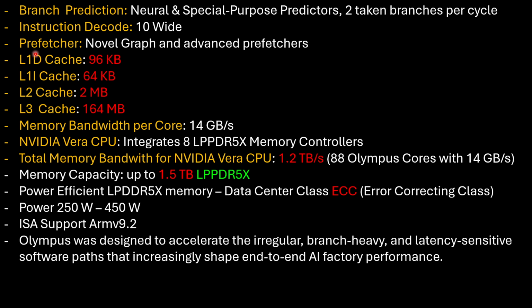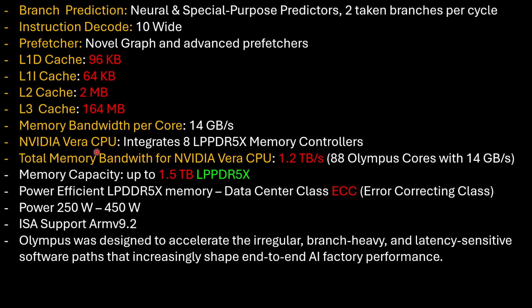L1 cache, so data cache, is 96 kilobytes, and L1 instruction cache is 64 kilobytes. L2 cache is 2 megabytes, and L3 cache, like we mentioned before, is wider and probably all cores can reach it. It's 164 megabytes. Also, memory bandwidth per core is 14 gigabytes per second.